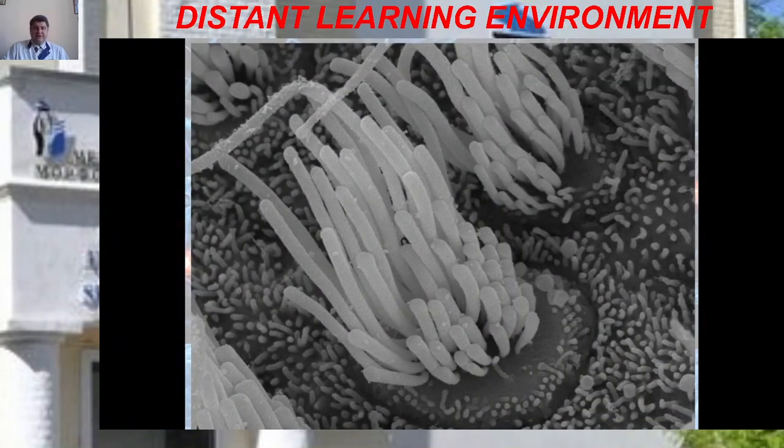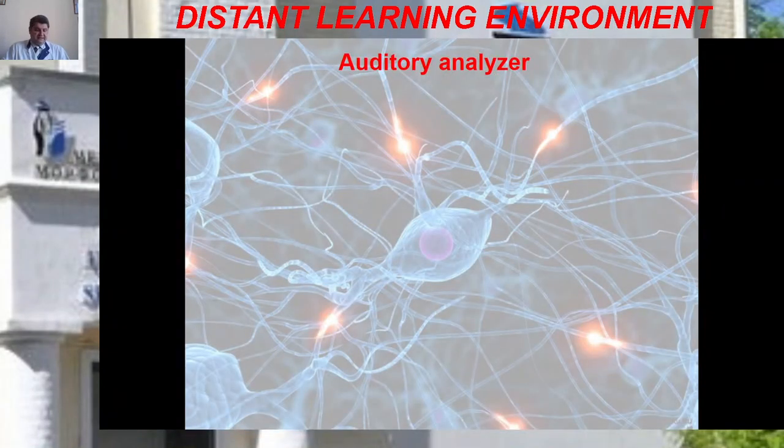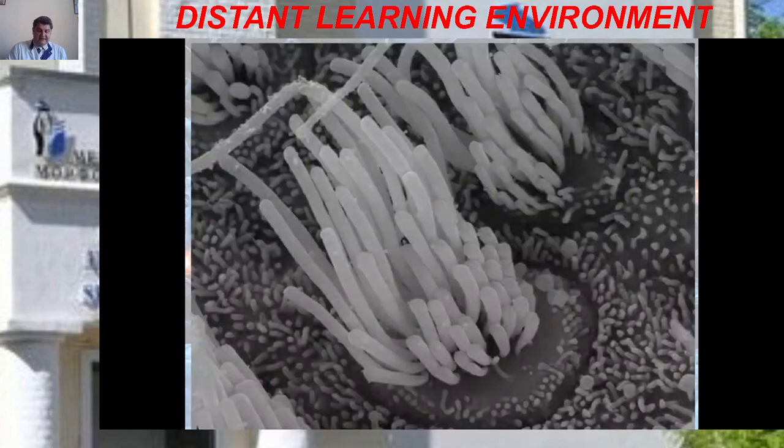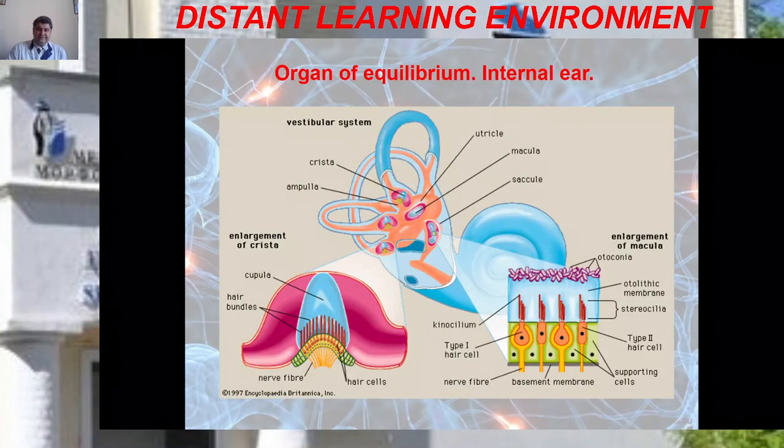So next let's talk about analyzers, auditory and equilibrium analyzers. First, we talk about pathways of sound conduction. From the functional viewpoint, the organ of hearing is divided into the sound conducting apparatus and the sound appreciating apparatus. The air waves collected by the ear pass into the external auditory meatus.